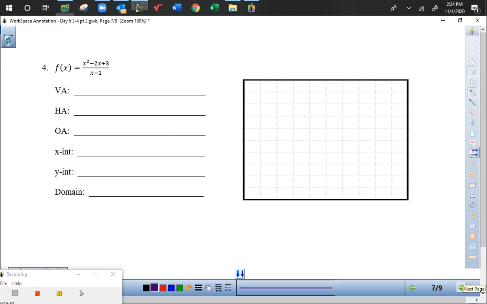Okay, next up, again, you're going to decide the horizontal or oblique asymptote first, based on are they equal, bigger on top, or bigger on bottom. Okay, this one has the equation on top quadratic, which means we're going to have an oblique asymptote, not a horizontal. And so I need to show you how to tackle the oblique asymptote.